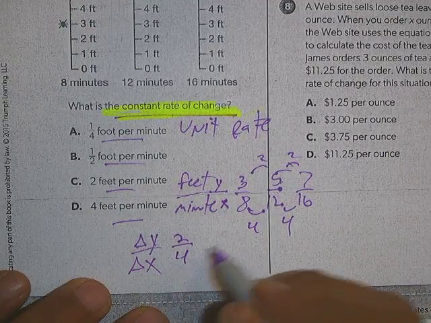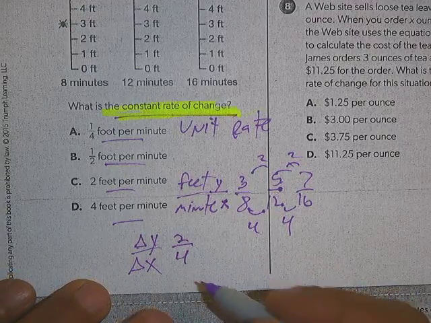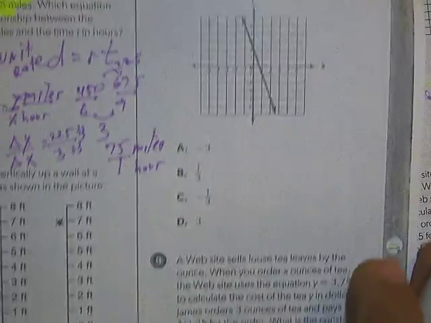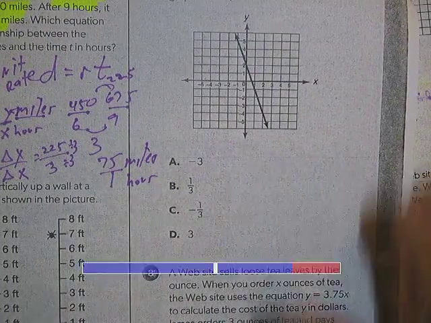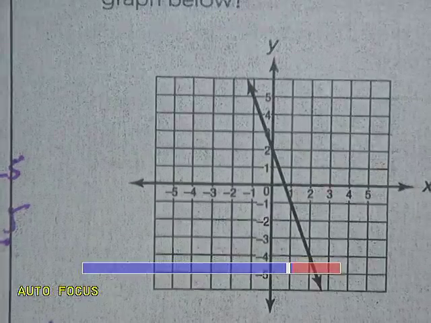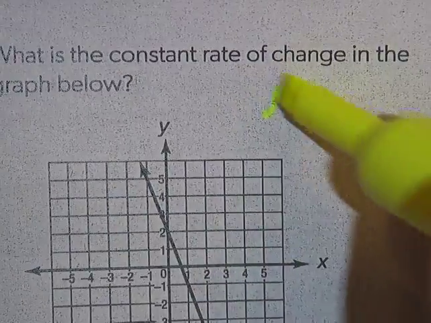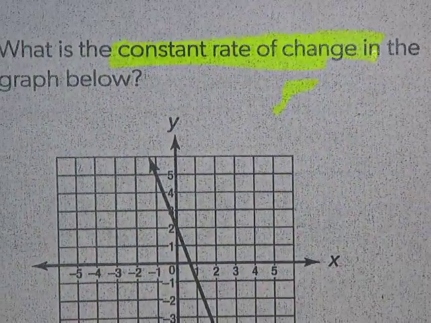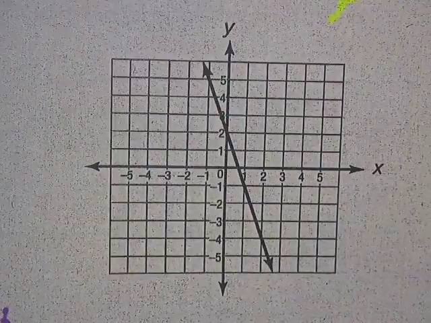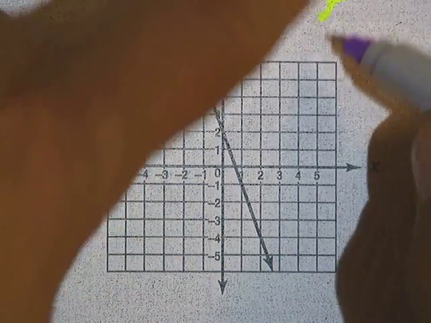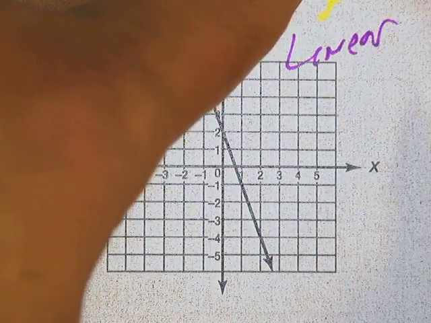4 minutes. Remember, this is your feet, your y, because it's dependent on the minutes, x, because we cannot stop time. And so if it's the change in the y's over the change in the x's, how much did the y's change? Well, these are your y's, so that changed 2. The x's changed 4. Simplify this fraction, and you'll get the answer.